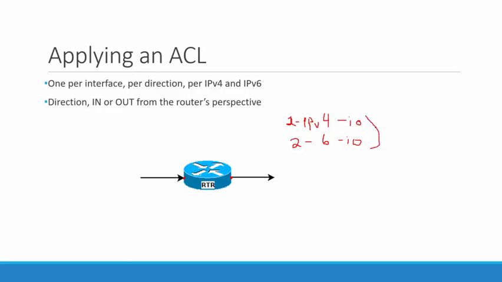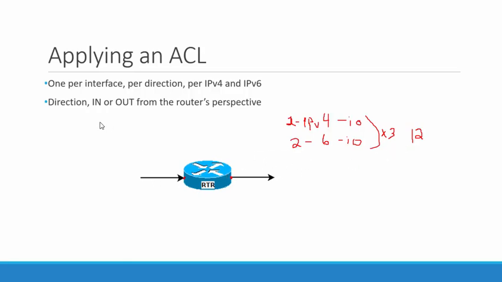So if I have 3 interfaces and I'm running IPv4 and I'm running IPv6, I can have 12 ACLs, because I can have 2 applied in and out for IPv4, plus 2 more for IPv6 in and out. That's 4 times my 3 interfaces is 12. So hopefully that helps you understand.